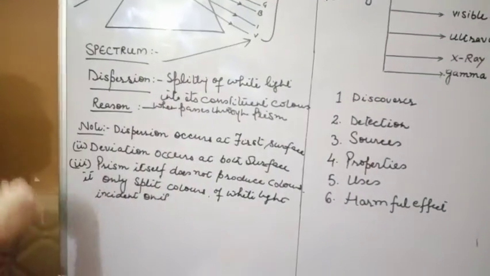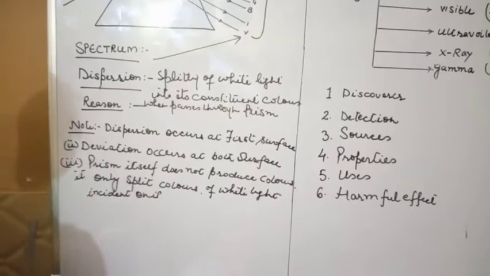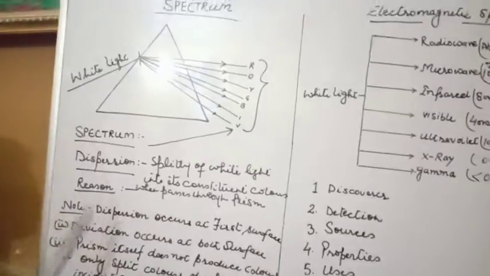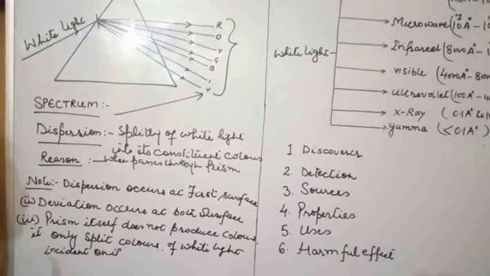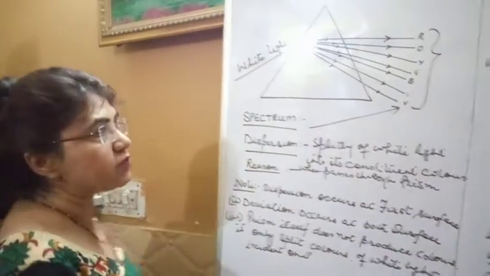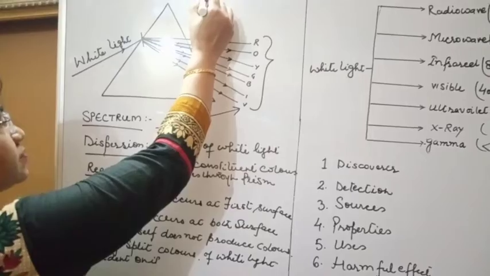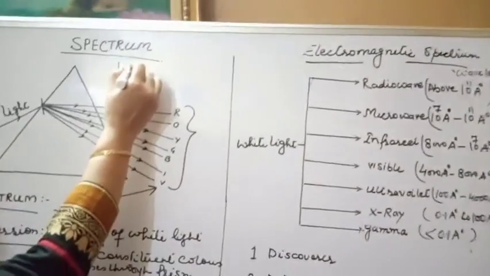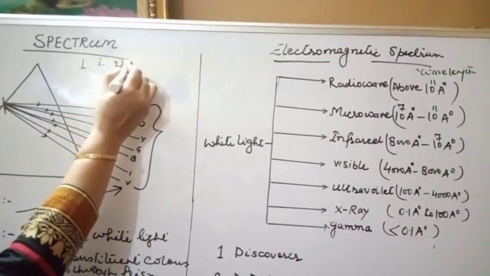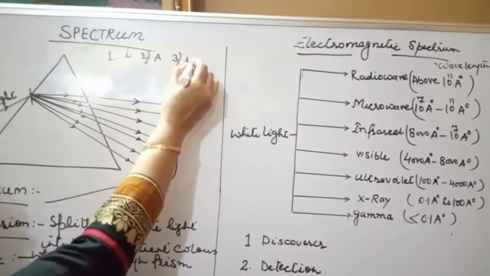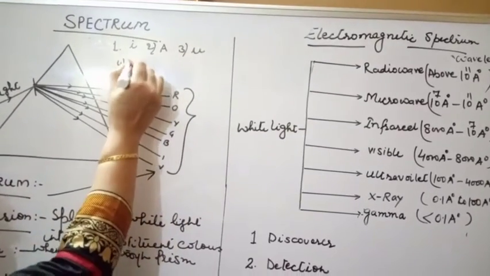Next I will explain what is the reason behind this dispersion. If you remember, when I explained the refraction through a prism, we studied the angle of deviation. For that we studied 4 factors. First is angle of incidence, second angle of prism, third refractive index and fourth is the wavelength. So I will pick this factor.